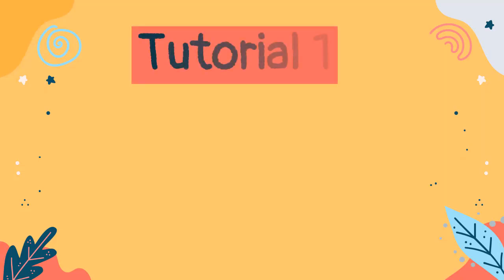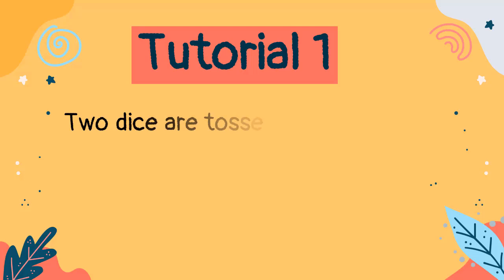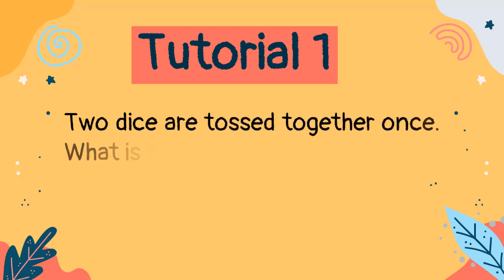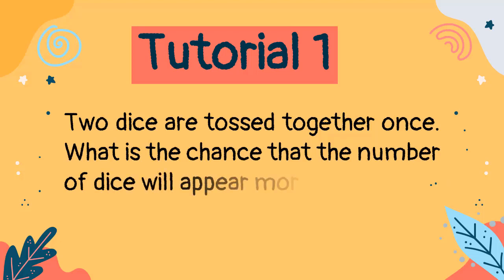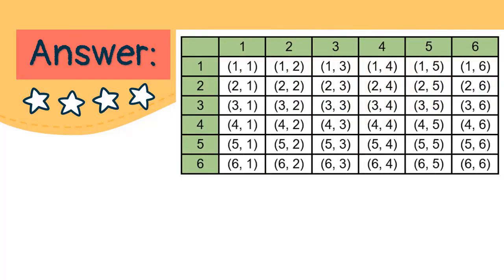The first tutorial. 2 dice are tossed together once. What is the chance that the sum of the dice will appear more than 10? Answer. Look at the picture.